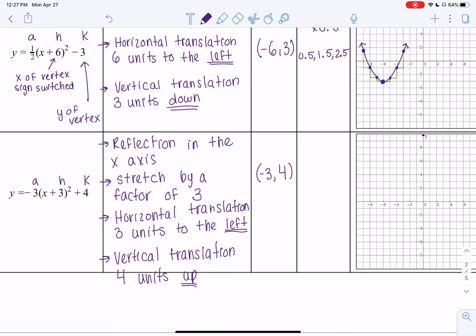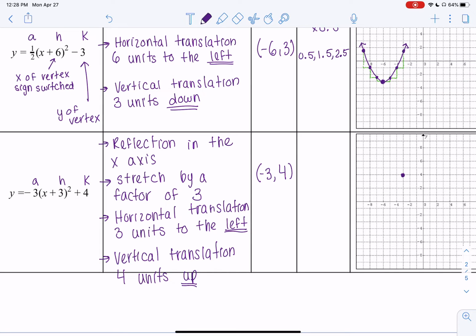Now let's do this graphically so you can see why that happens. Our old vertex of our basic parabola starts at 0, 0. Then we moved 3 units to the left. So we went 1, 2, 3 over here. And then we moved 4 units up. So we go 1, 2, 3, 4. So our vertex should be living right there, which is exactly what we got from the little shortcut method.